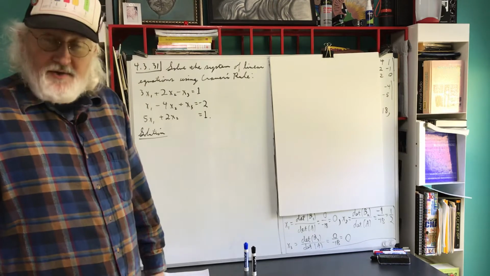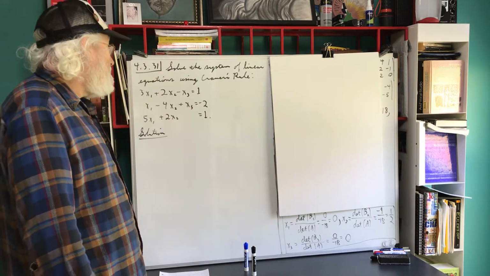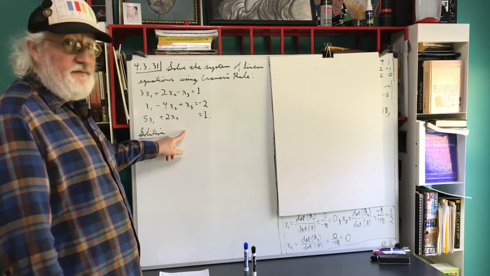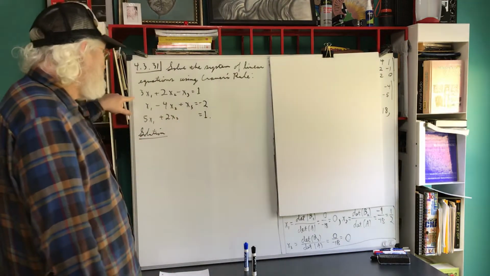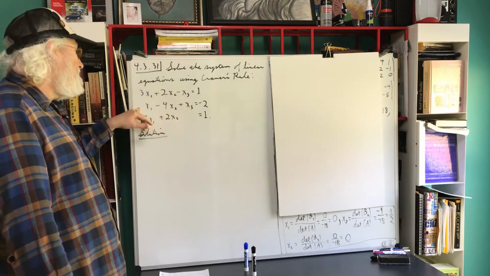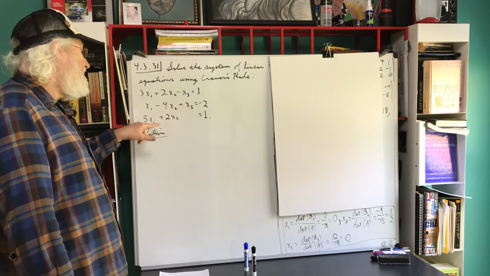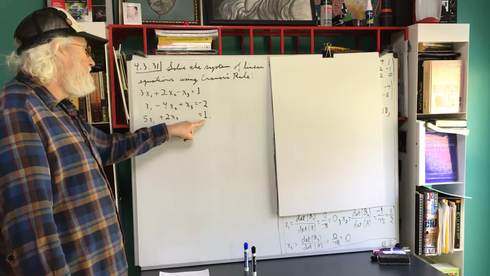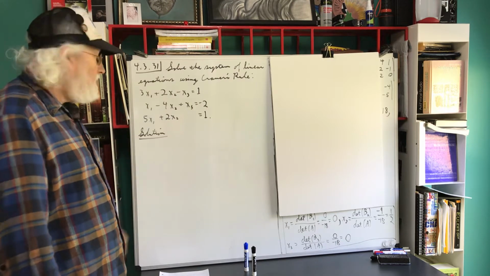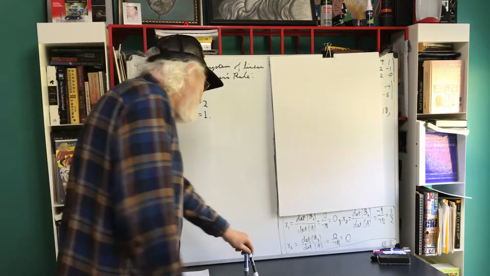Let's do a problem related to Cramer's rule. Section 4.3, number 31 says, solve the system of linear equations using Cramer's rule. Not an efficient way of doing it, but we want to illustrate it. 3x1 plus 2x2 minus x3 equals 1, x1 minus 4x2 plus x3 equals negative 2, 5x1 plus 2x2 equals 1. If we were to do it with row reduction, we'd have to do a fair amount of work. But the instructions are use Cramer's rule.